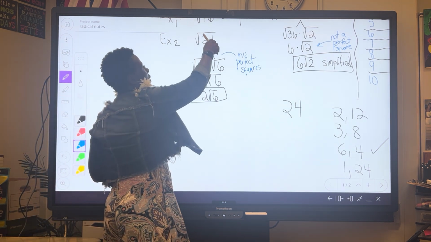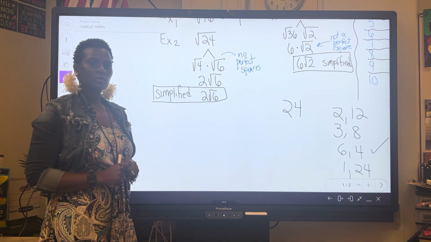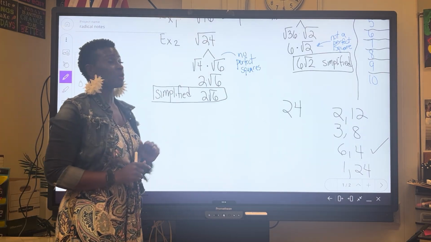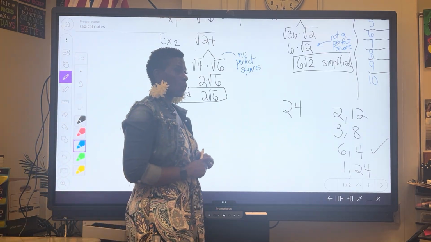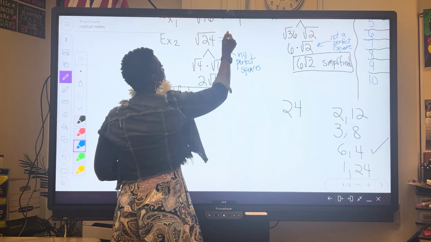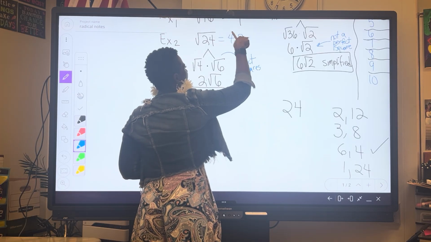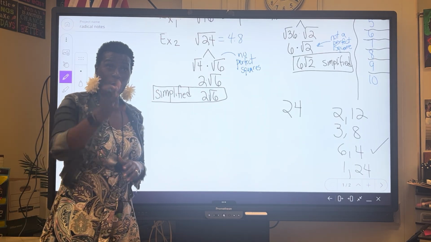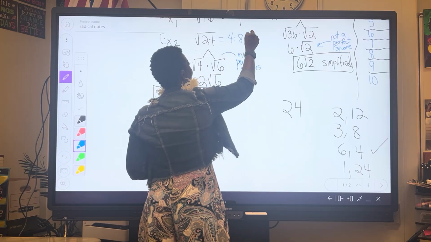Put in your calculator 24. And then I want you to hit the square root key. What do you get? Okay, so let's just start with 4.8, right? 4.8 what? 9. All right?